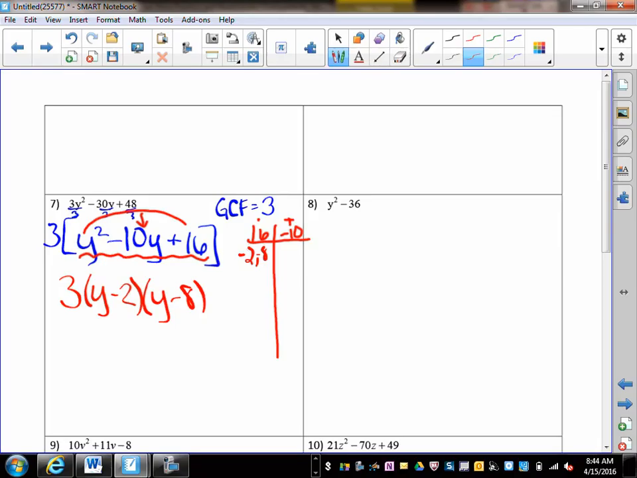Again, you don't have to use a shortcut, but you may. And the reason we're allowed to use it here is because after we have taken out our GCF, my leading coefficient is 1. That allows us to use it. So this will be your answer here. Again, you should check it, and let's go ahead and check it.